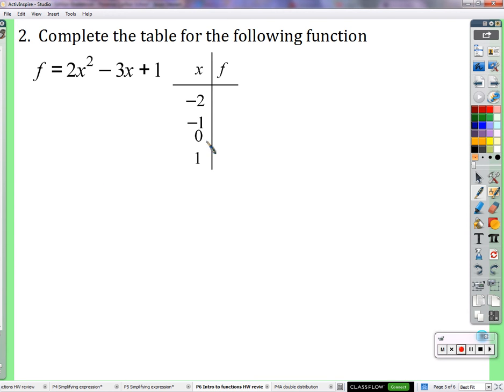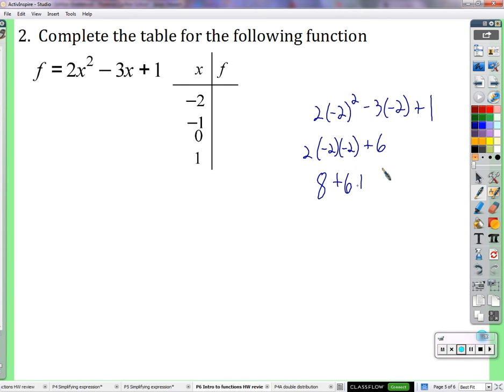Now we're going to plug each of these numbers into the function and see what happens. Okay, 2 times negative 2 squared, minus 3 times negative 2, plus 1. Negative 2 times itself is positive 4, times 2 comes out to positive 8. Negative 3 times negative 2 is positive 6. 8 plus 6 is 14, plus 1 is 15. Did you get that right?